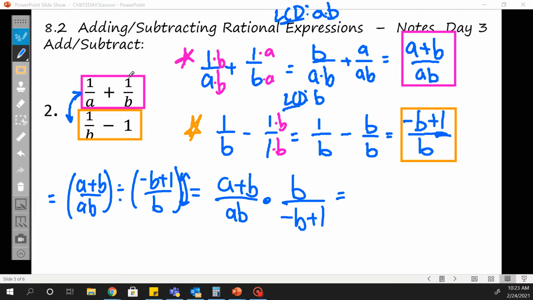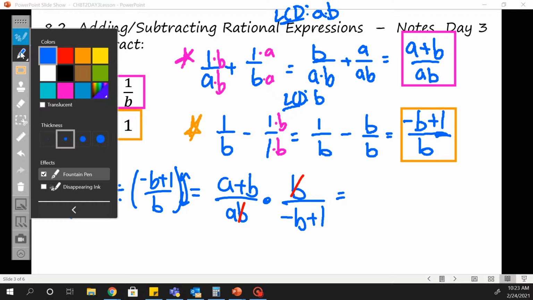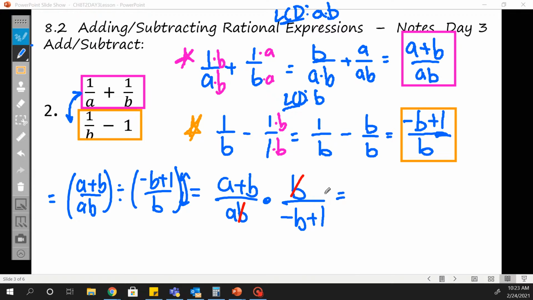We know how to do multiplication. We just cancel any factors that they have in common. So they have a b as a factor in common. And that's all that they have in common. So what I have left in the numerator is a plus b as a factor. What I have in the denominator is a, but I also have negative b plus 1.